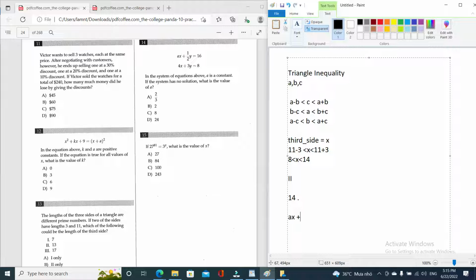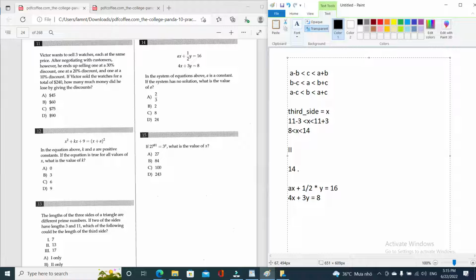ax plus half y is equal to 16, and 4x plus 3y is equal to 8. They want this system to have no solution. What is the value of a? Let's transform this system first.